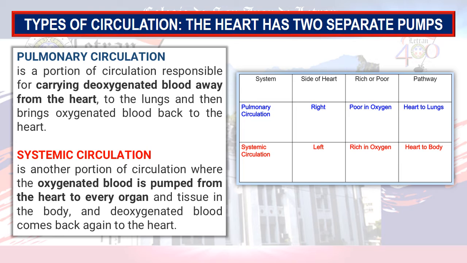And the longer systemic circuit that distributes blood through all other systems and tissues of the body is called systemic circulation, wherein the oxygenated blood is pumped from the heart to every organ and tissue in the body, and the deoxygenated blood comes back again to the heart. Both of the circuits begin and end in the heart.